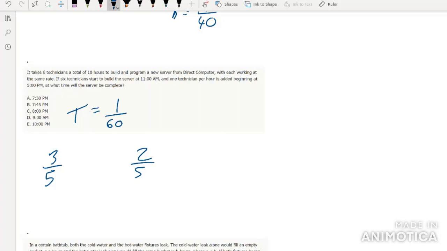Okay, and so at 5 we've got 2/5 left, and so 1 technician per hour is added beginning at 5 p.m. So at 6 p.m. we've had 7 technicians working for another hour, so we've done another 7/60. So we've got 7/60 done. Then from 6 till 7, so by 7 p.m. we've got another 8/60 done.